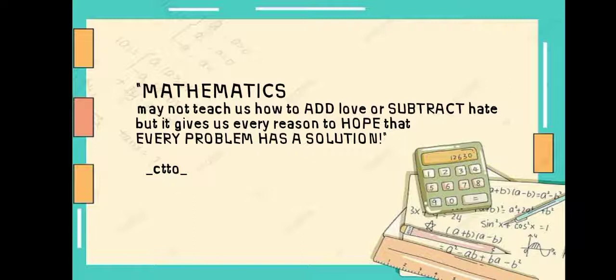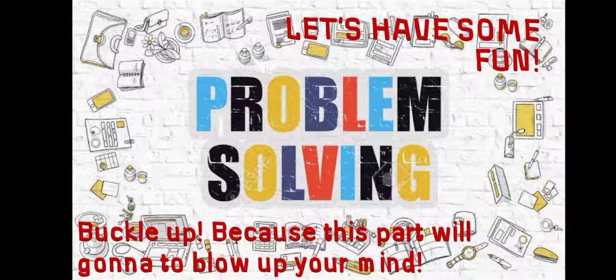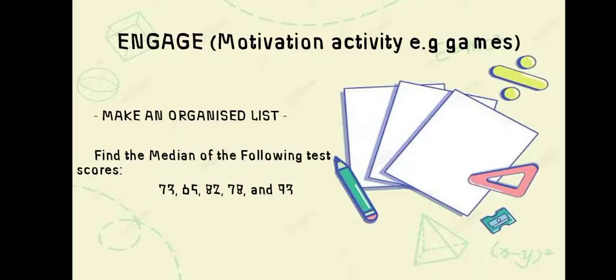Credit to the owner. Before we start, let's have some fun. Buckle up because this part we're gonna blow your mind. So here's the situation. Make an organized list of the following situation. Find the median of the following test scores: 73, 65, 82, 78, and 93. You can try answering this activity and let's see if your guess is right.